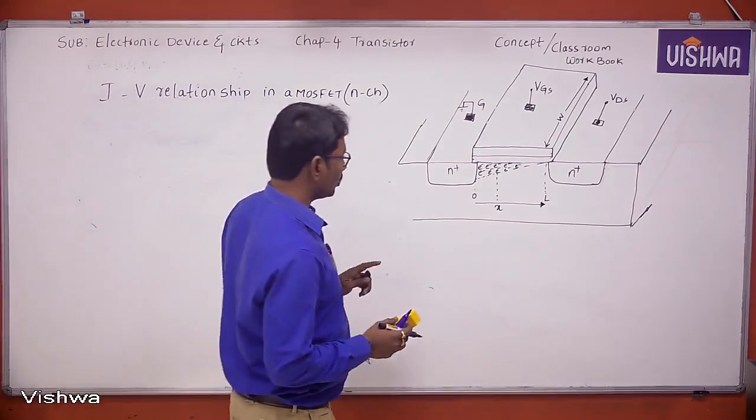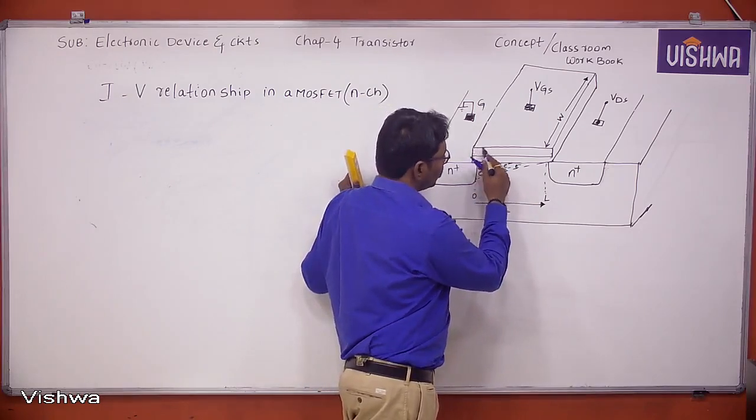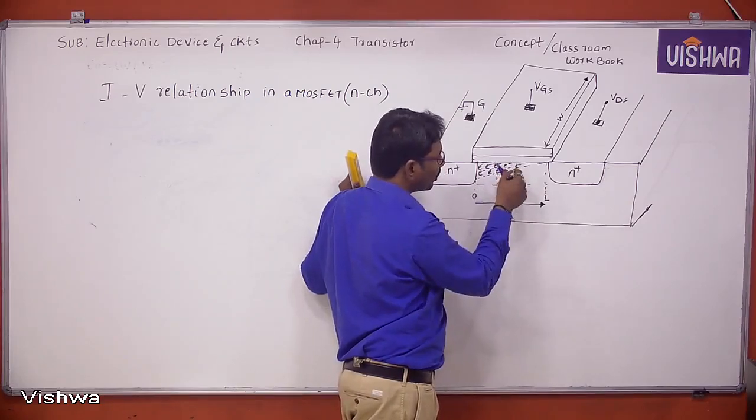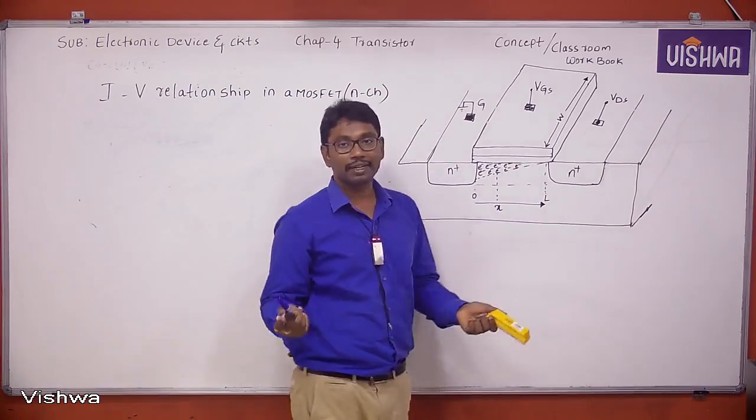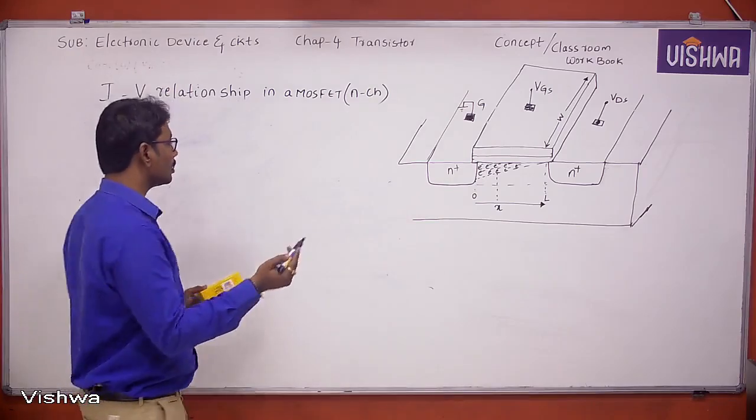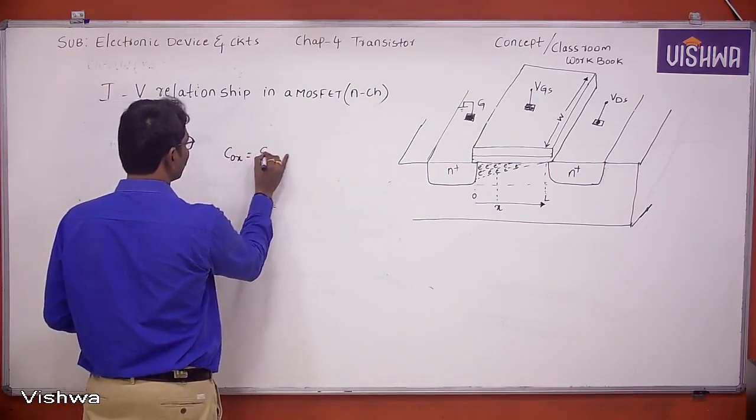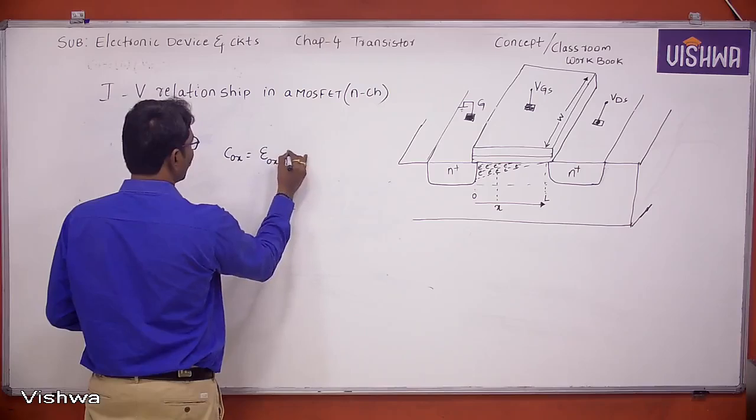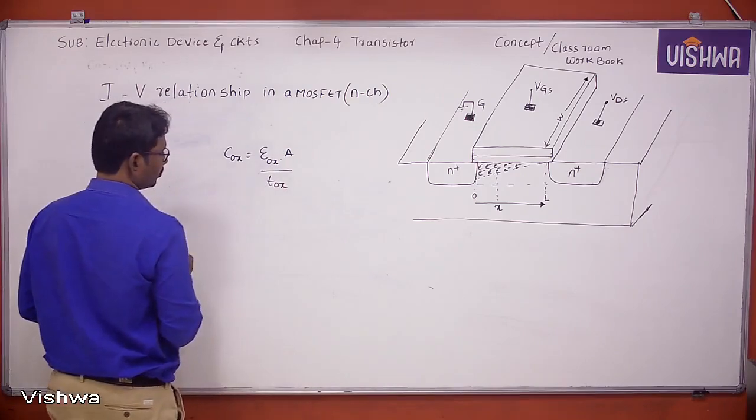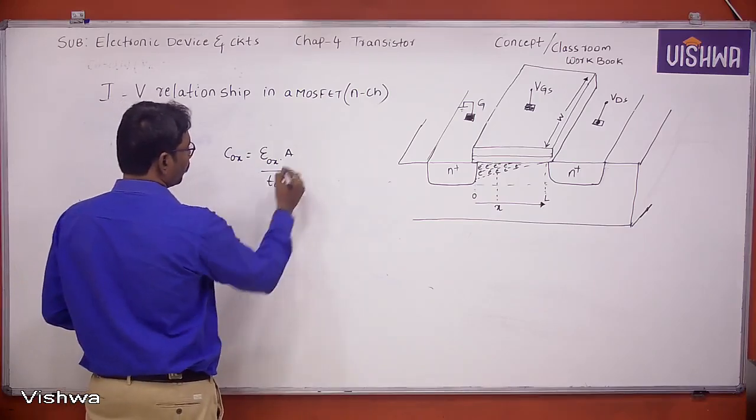Here, the gate and the channel are separated by an oxide layer, right? This structure exactly resembles a parallel plate capacitor. So what is the equivalent capacitance? The equivalent capacitance is nothing but COX equal to epsilon OX into A by TOX. What is this A actually?